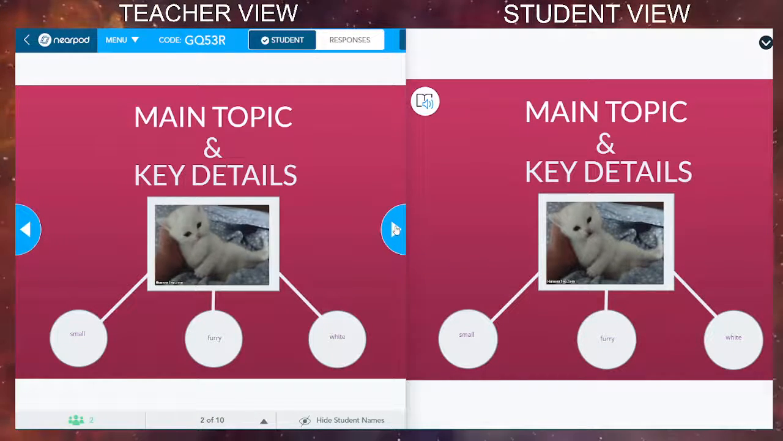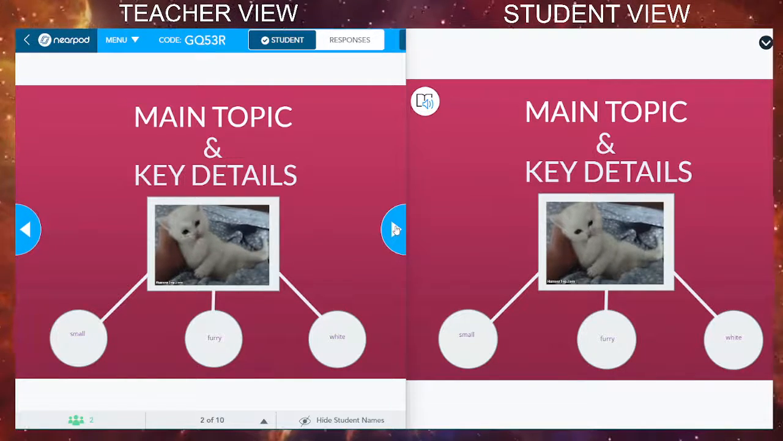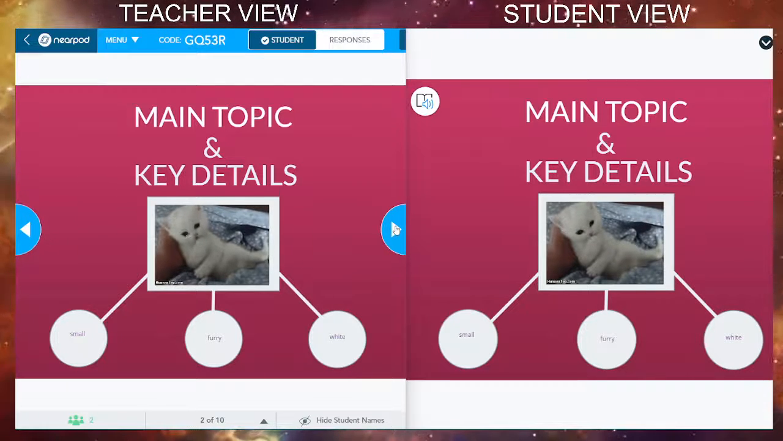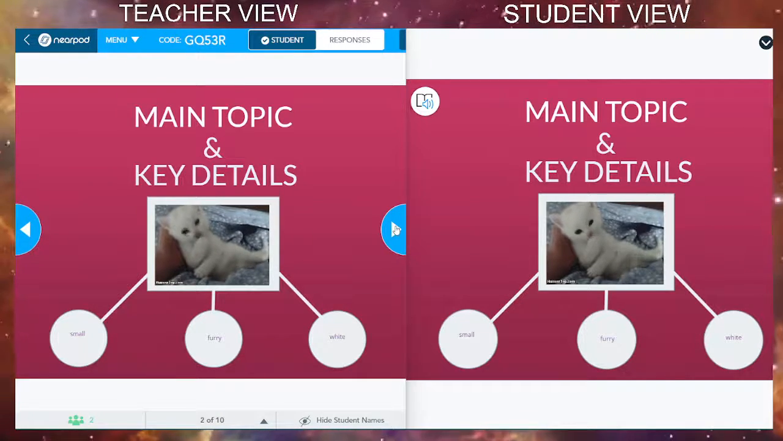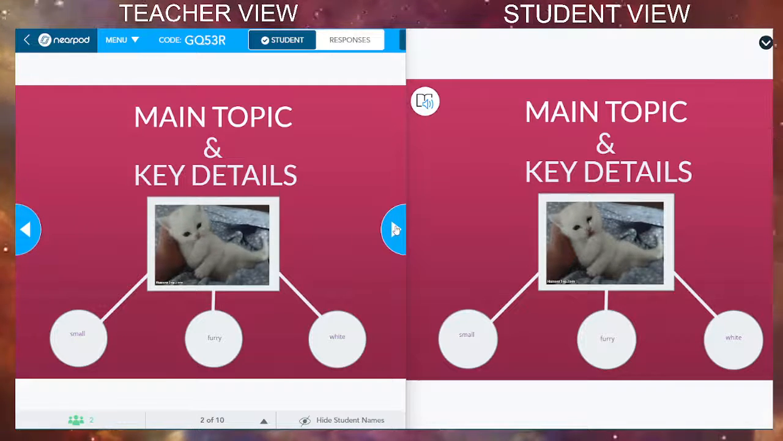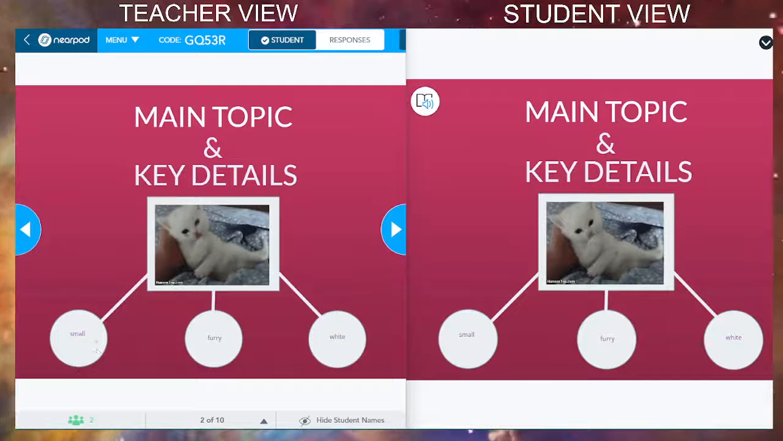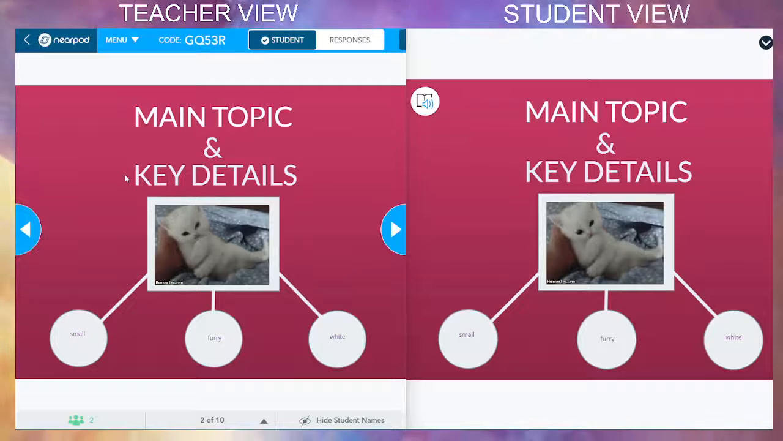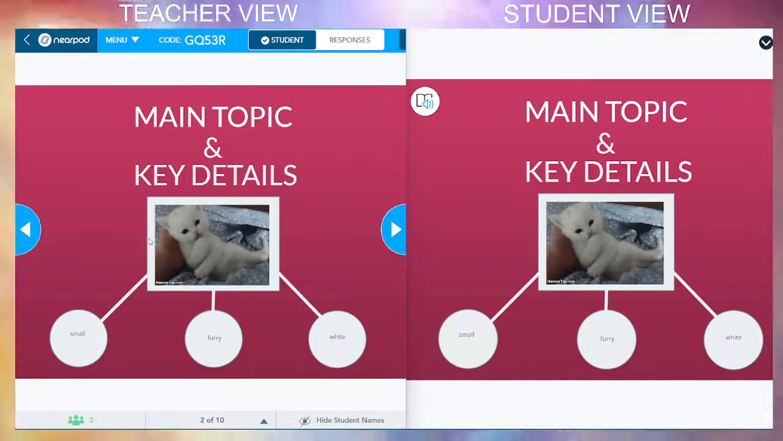So, today we're going to be talking about main topic and key details. What is the first thing you guys see on the screen here? That's right, it's a cat, a little kitten. So if I were to ask you to describe this little kitten, a lot of words might come to your mind, but some that came to my mind were small, furry, and white. All of these three descriptive words can be considered key details or supporting details to our main topic. And our main topic here is the kitten.